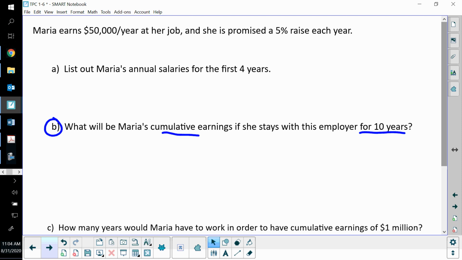So first off, what's meant by cumulative? Cumulative means you're adding them up along the way as you go. So cumulative earnings for the first 10 years means we want to add up all of her earnings in the first 10 years to find some total amount that she made in those 10 years. So because we have a percent, that tells us geometric. Because it's cumulative and we're adding them up, that's what tells us series as opposed to sequence. So we should go to our reference sheet, write down our geometric series.